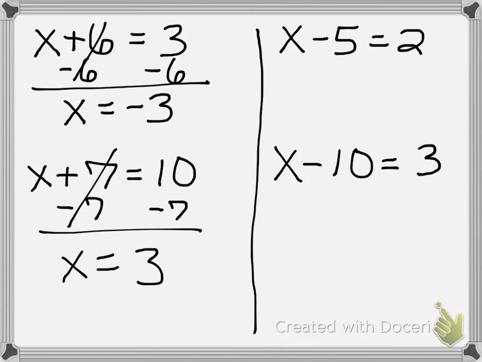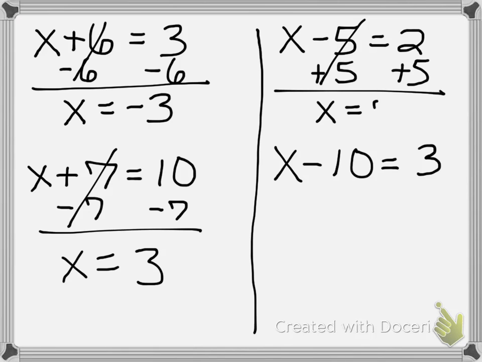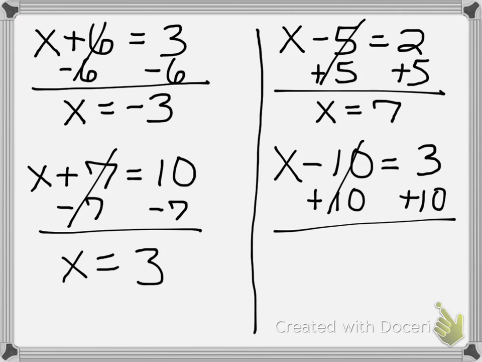On the other side, I have minuses again. So the opposite of subtraction is addition. So what I do to one side, I do to the other. My 5's cancel. I'm going to get x equals 7. My final equation, x minus 10 equals 3. I'm going to have to add 10. Add 10. My 10's are going to cancel. My x is going to be alone. And I'm going to get x equals 13.